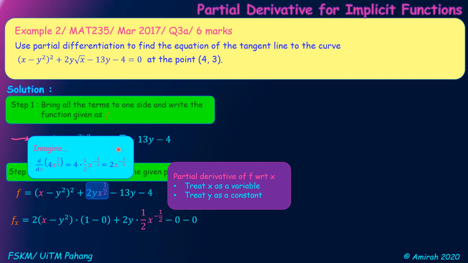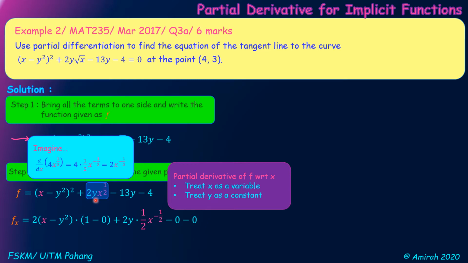But before we get 2x to the power of negative half, we actually just keep the constant in front. Then we differentiate x to the power of half using the power rule. We move the power of half to the front, and then x to the power of half minus 1, so we get negative half. We can simplify 4 and 2, so that's why we get 2x to the power of negative half.